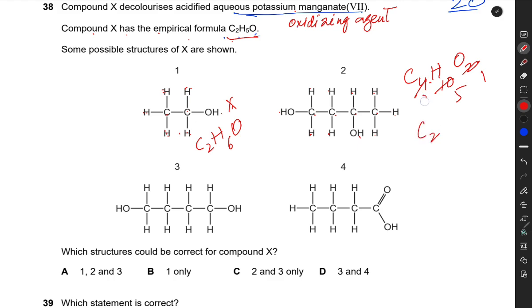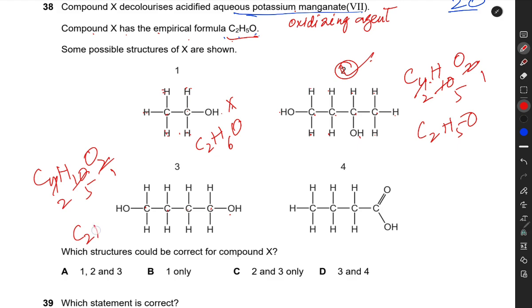So this is 2 C2H5O. This could be correct, since 4 carbons and 2 alcohol groups are present. Again this is C4H10O2, which is 2 C2H5O. So this is also correct.